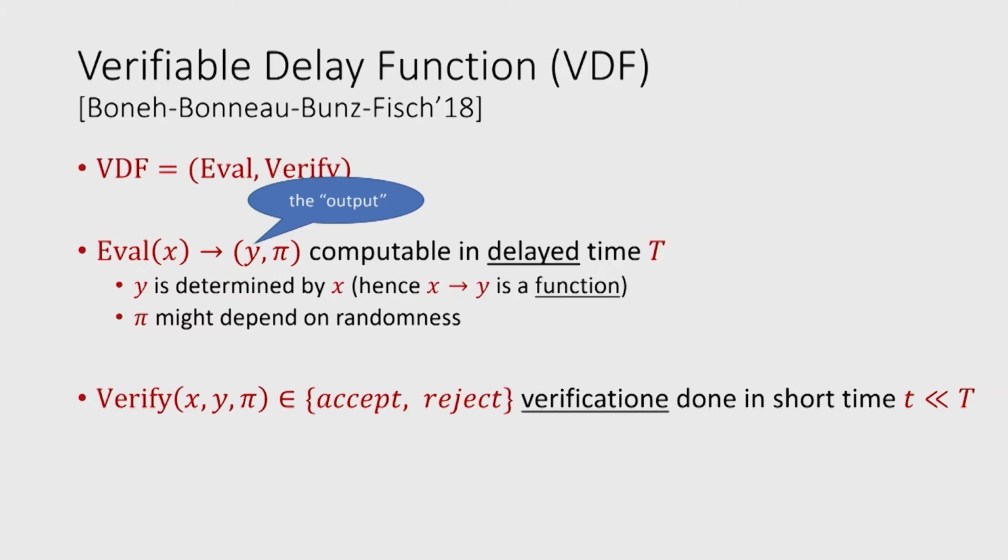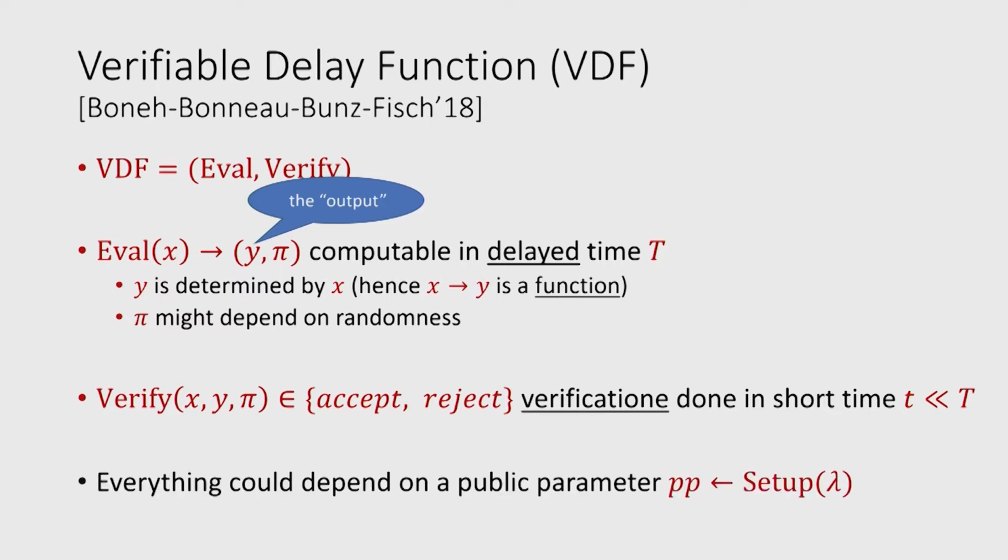Later on, somebody who has X and Y and the proof can verify this pretty quickly in a time that we denote by little t, and this is way smaller than the capital T. And everything could depend on a setup, but this is the simplified picture. So everything could be based on a public parameter, which depends on the security parameter.